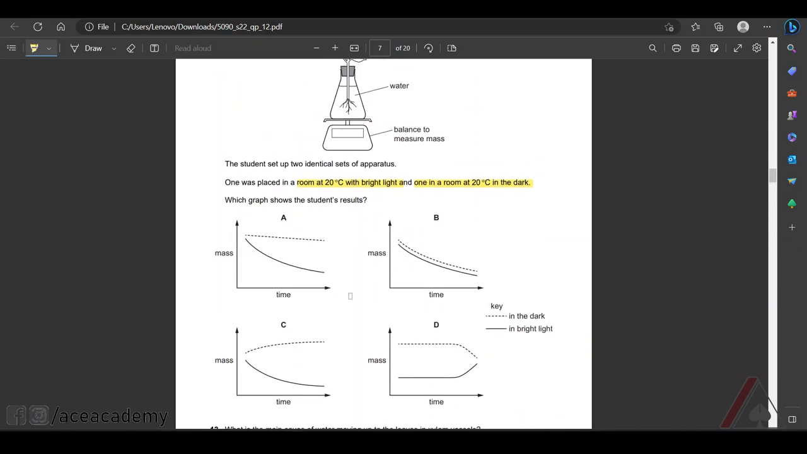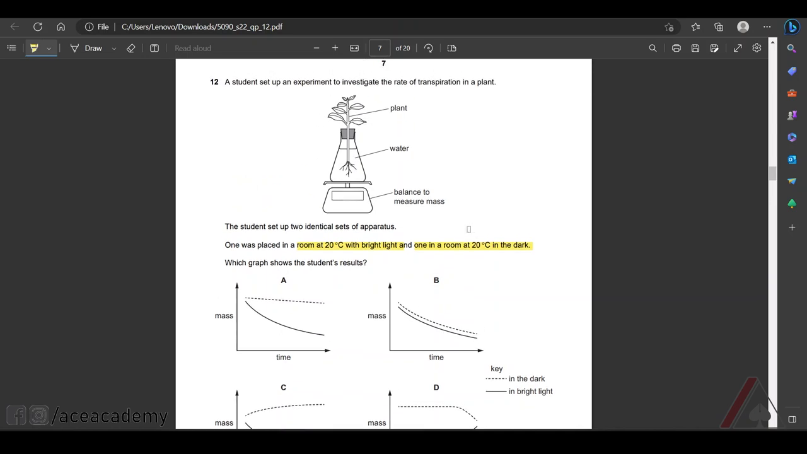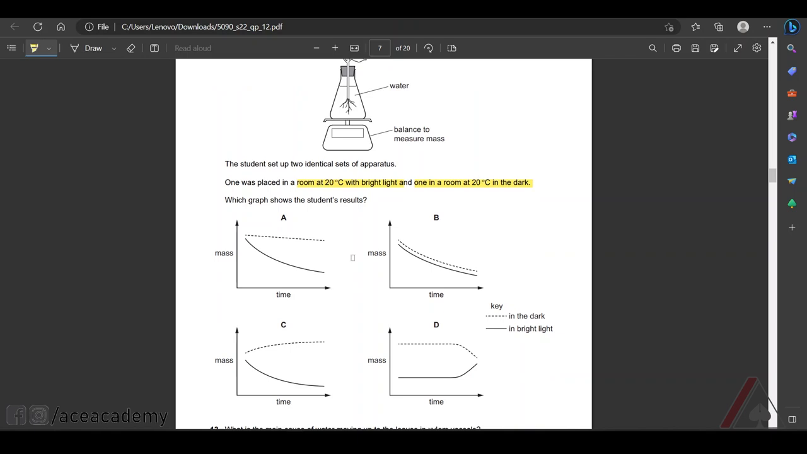Graph 1 actually makes sense because in the dark, the stomata remain closed, so transpiration doesn't really occur. Not a lot of water is lost, so there is no significant change in mass. But in the light, stomata are open, so a lot of water is lost by transpiration, so mass decreases. A is probably our correct answer, but I'll still look at the other options for you.